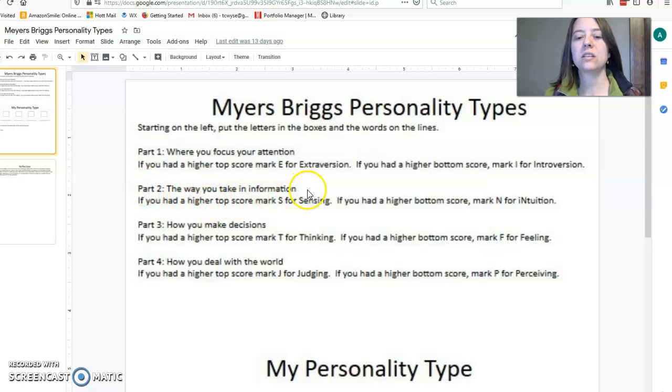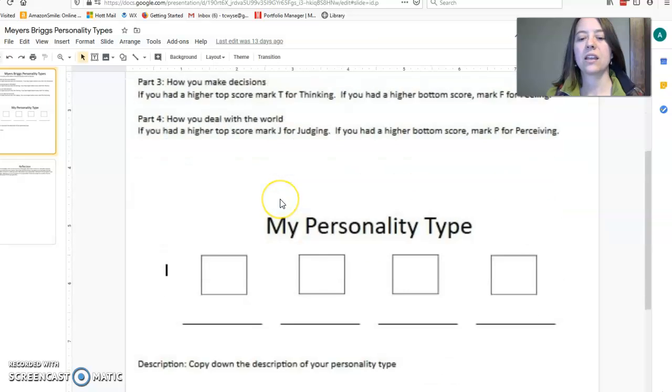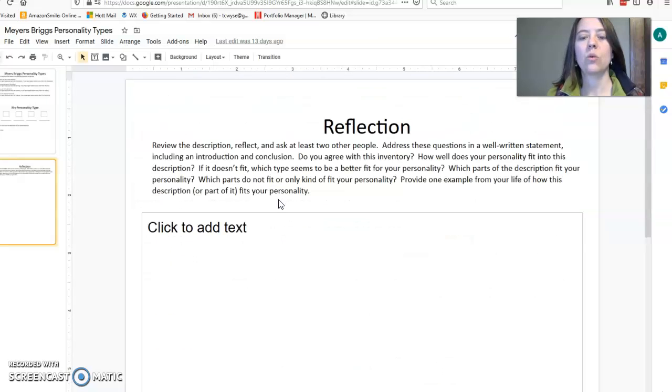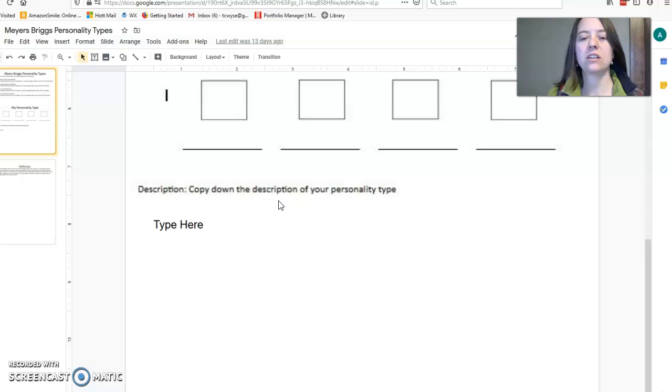So the ones that were kind of close, like let's say you had a 6 on sensing and a 7 on intuition, and none of the N categories really seem to fit, then we could look at the ones that were S categories. And once you think you have found yours out of those 16 categories, you're going to type it down here, and then we're going to go to the reflection.